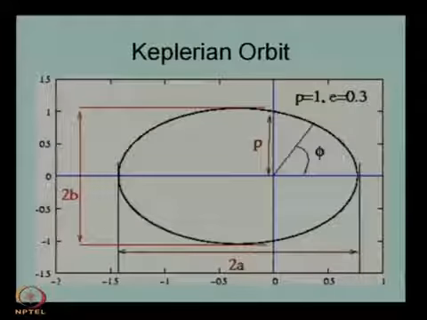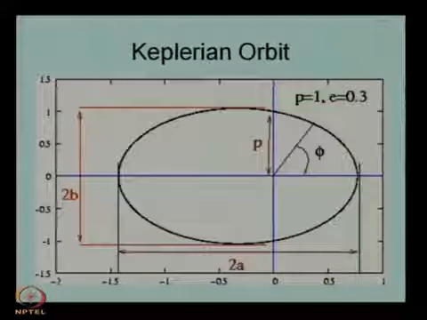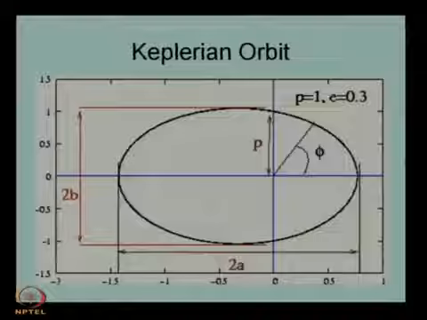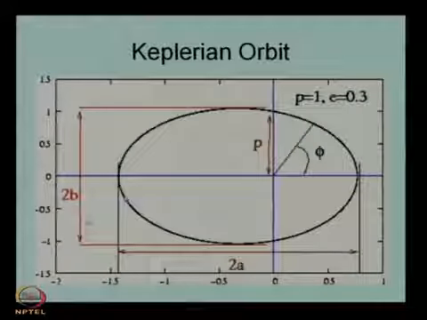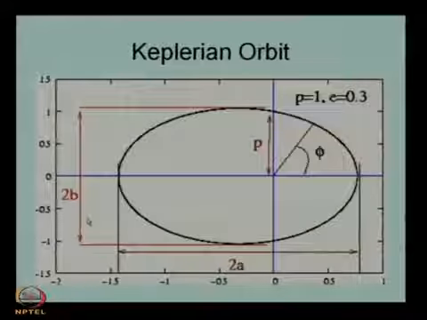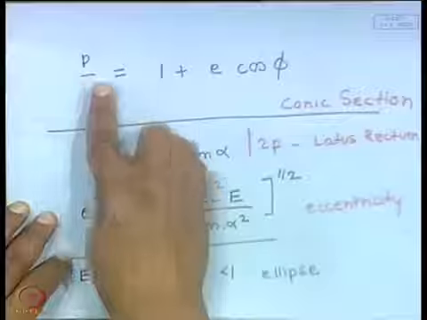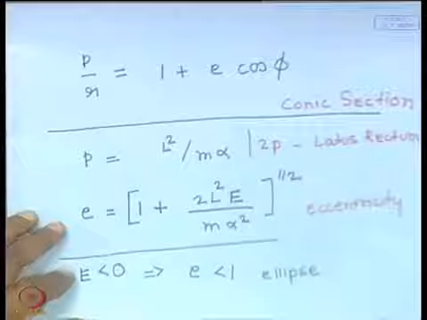Now, let us discuss a few other interesting points. As you increase the eccentricity, the orbit will get more and more elongated. On the other extreme, if you set the eccentricity to 0, you will have a circle. P by R is a constant.